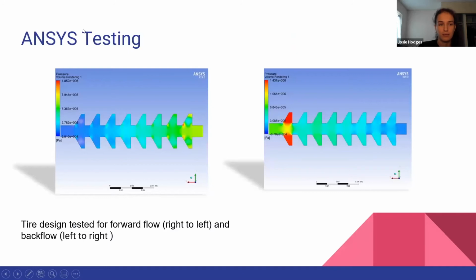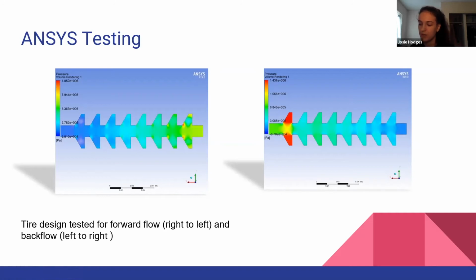So here are some results from testing that particular design. On the left, you can see the forward flow, which would go from right to left. And the right design is backflow from left to right, which is a little confusing, but you can see where the pressure starts out and decreases over time. And these are the results of that pressure difference.